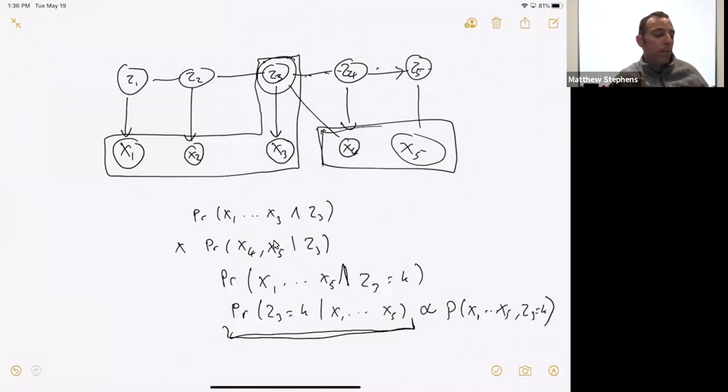And the z's are indicator variables basically for which component each observation came from. So if you do the math, you end up needing to compute these things to implement an EM algorithm. An EM algorithm here might be to estimate, for example, the emission probabilities.